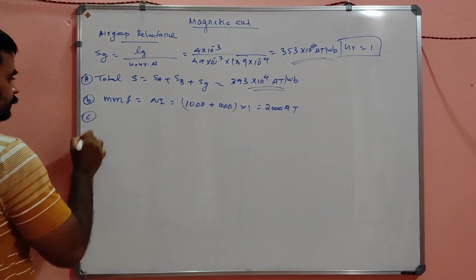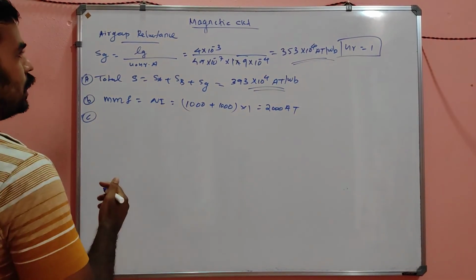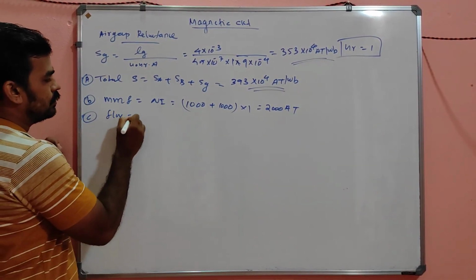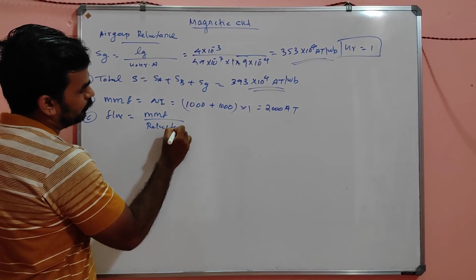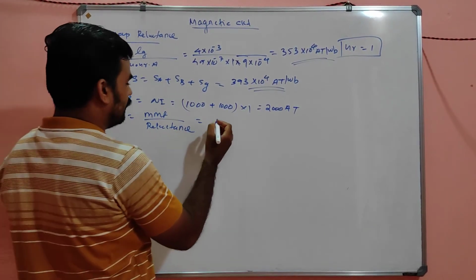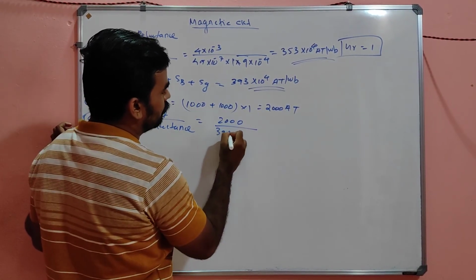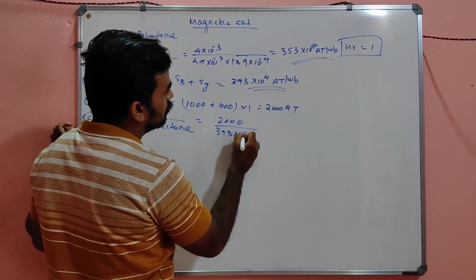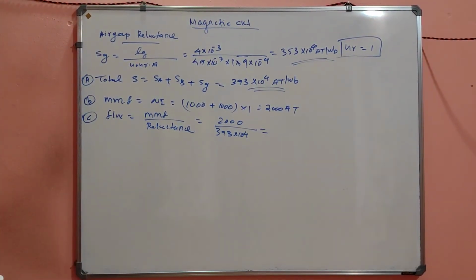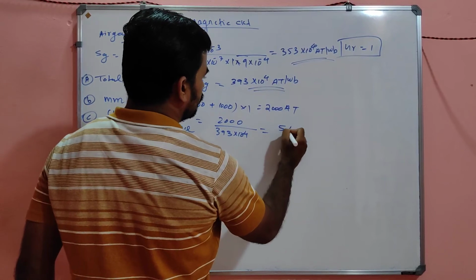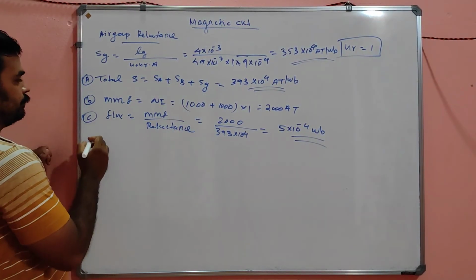Ampere turn. Next you have to find the flux. How can we find flux? Flux is nothing but MMF by reluctance. Am I right? MMF you already have, reluctance you already have. So your answer will be 5 into 10 raised to minus 4 Weber. The unit of flux is Weber.